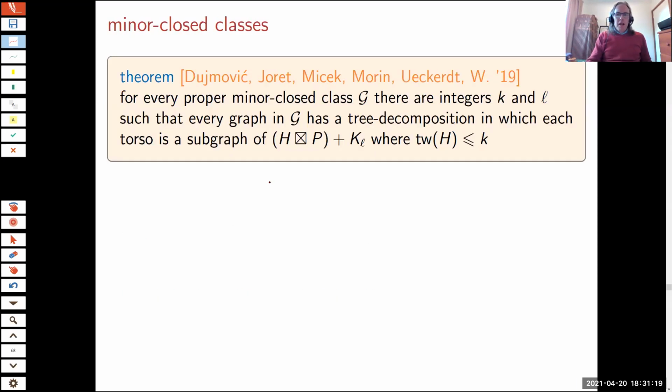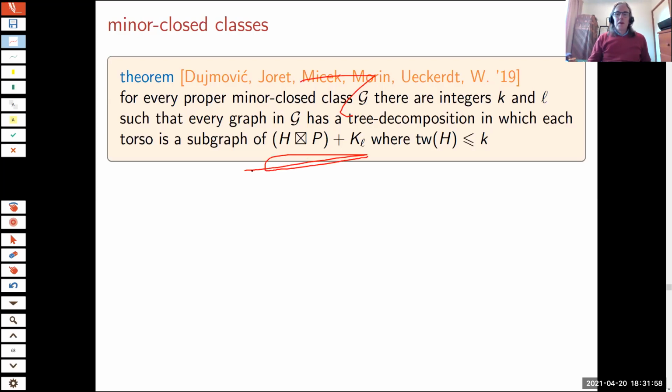Now, what about general minor closed classes? It gets a bit more complicated, but still we are able to prove this description of any minor closed class. Let's read it. It's a little bit complicated, but this is what it says. It says, take any minor closed class. So these are going back to the picture at the start of the talk, this is the class right at the top. There are fixed integers K and L, and every graph in the class has a tree decomposition in which each torso is a subgraph of this thing here.